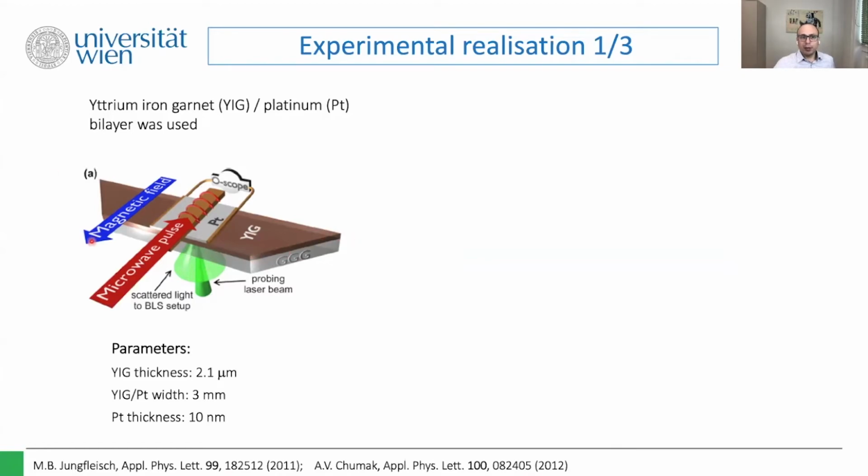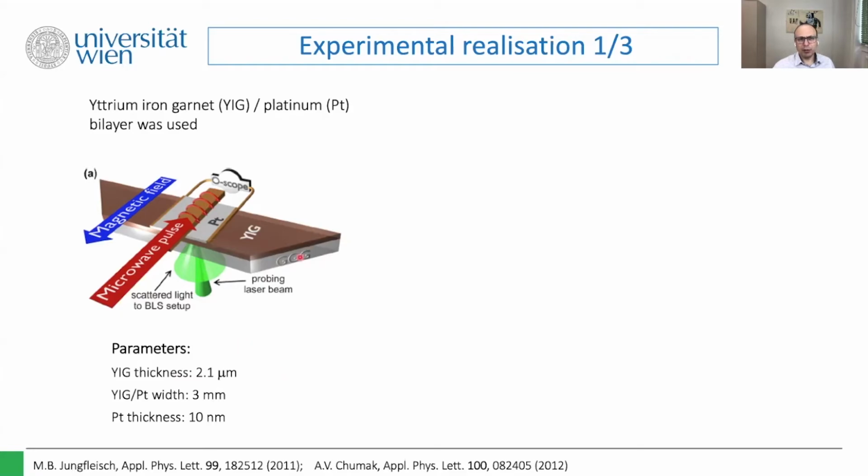We just take an yttrium iron garnet sample. YIG is an insulator, as we know from this course. It has very small spin wave damping, and it's a material where you can excite spin waves. Usually it's grown using liquid-phase epitaxy on a gadolinium gallium garnet substrate, which is thick, and the YIG itself in this experiment was 2 micron, but it can go from 10 nanometer up to hundreds of micron.